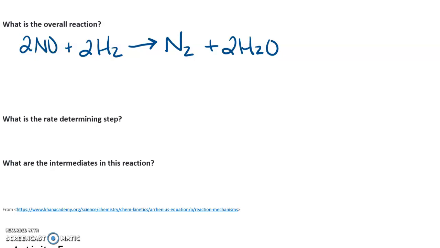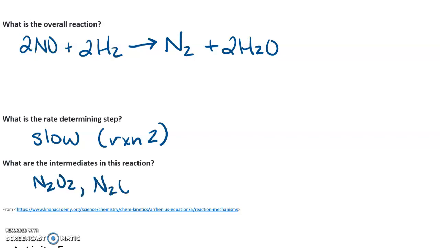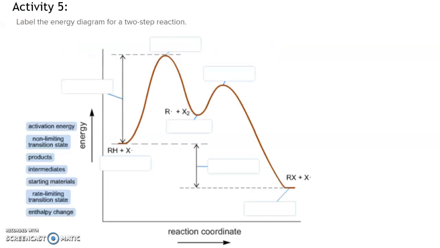Okay, so as I mentioned, the rate determining step is going to be the slow step. So this was reaction 2 in the case of the examples that we just had. The things that we highlighted and crossed out, those are our intermediates. So the N2O2 and the N2O, because they get formed in one step and then used up in another step, and they're not present overall in our overall reaction, we call those intermediate products. So they do get made, but then basically as soon as they get made, they get used up to make something else.